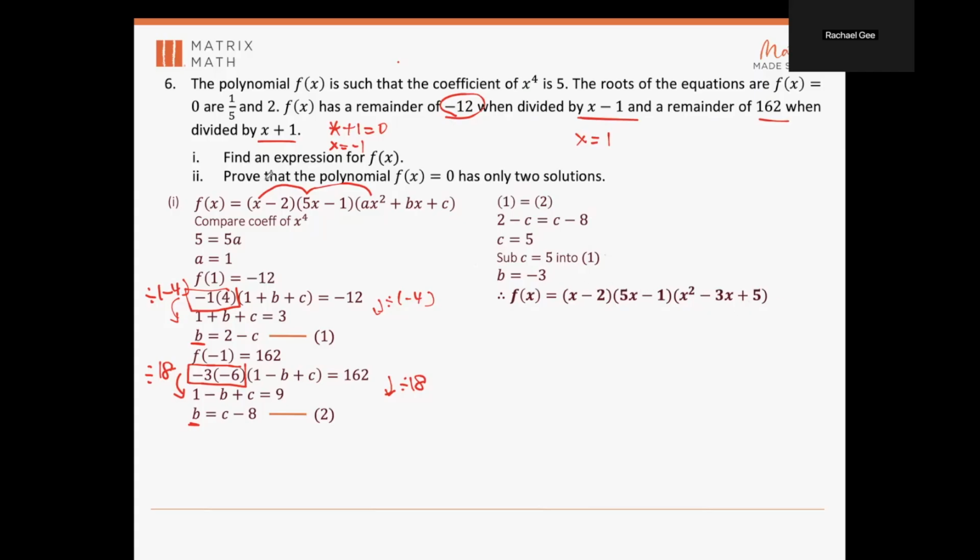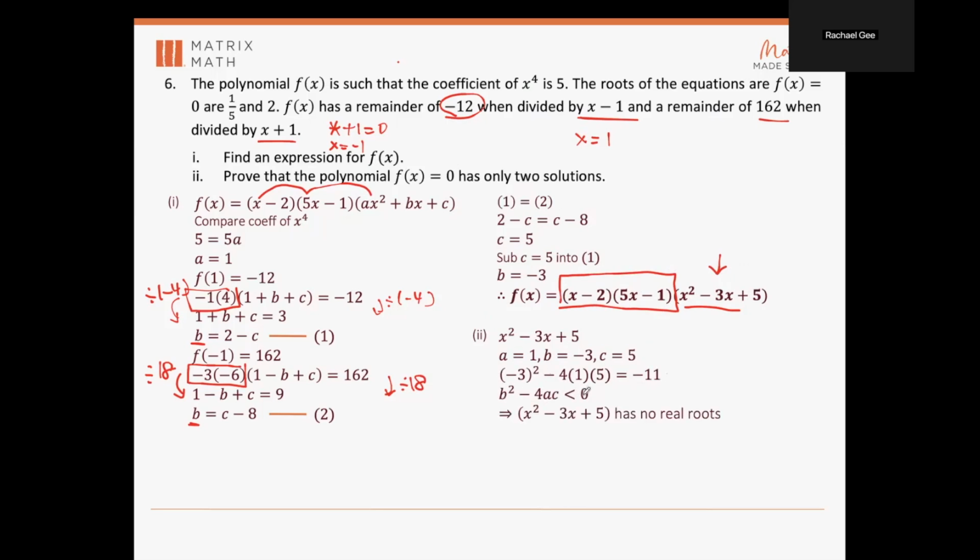This is your expression. So prove that the polynomial f(x) = 0 has only two solutions. So they are trying to say that these are the only two solutions, which means that this part here will have no solution. So how to prove? We will make use of our discriminant. So we just focus on this bracket here. Your a is 1, your b is -3, and then your c is 5. So based on this, your discriminant is -11. Therefore, b² - 4ac is less than 0. So it has no real roots. So there are only two solutions, which are these two solutions over here.